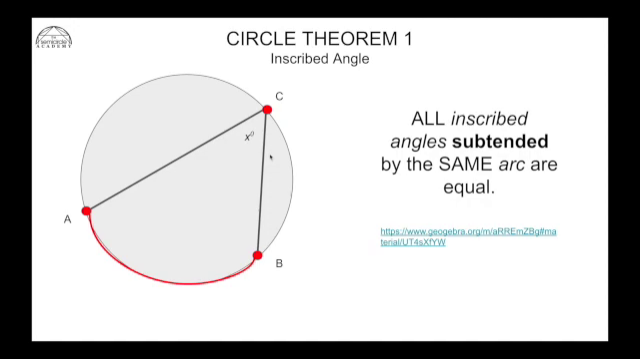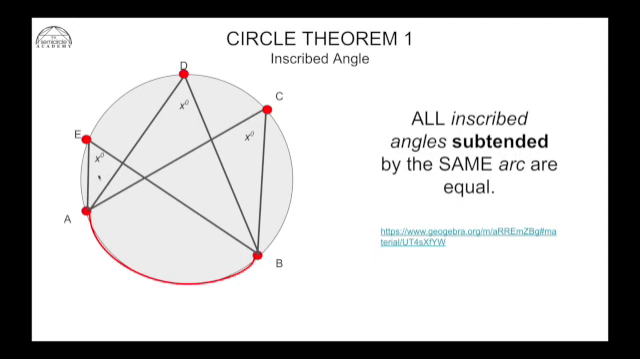But I didn't have to draw the lines there. I could have drawn the lines over here, and this is still going to be X. I could have drawn the lines over here, right? Where from A are coming here and from B are going here. But because this angle is subtended by this arc, this will also be X. All of these three angles are equal. So this first theorem is: all inscribed angles subtended by the same arc are equal.